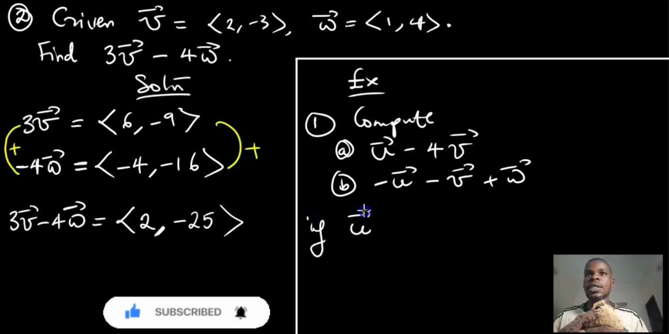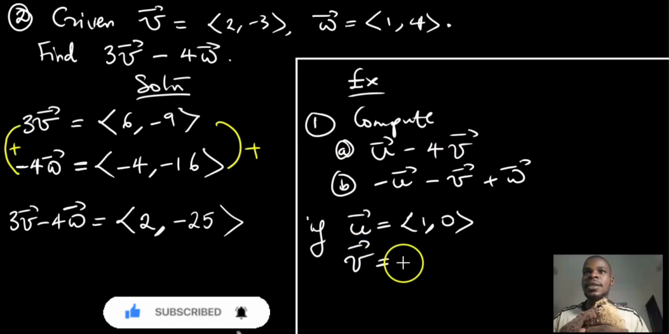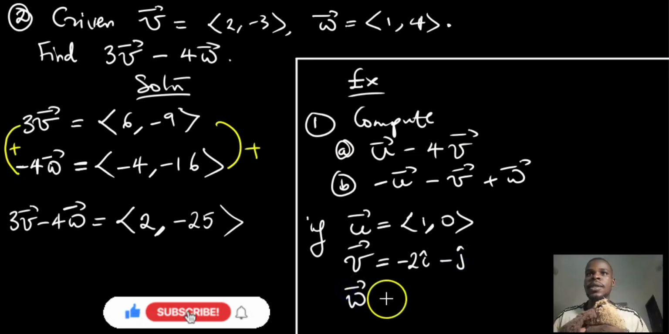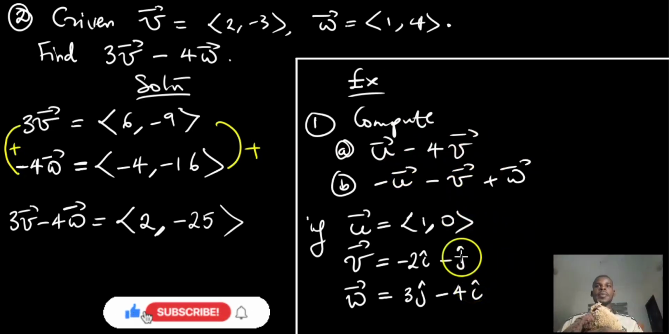Let's just make it in 2D. If u is given by 1, 0, that's the same thing as the unit vector pointing in the i direction. And then v is given as negative 2i minus j, and w is given by, let's say, 3j minus 4i. Good. So you want to compute a and b, right? That's your work. You could put the solution or your answers in the comment section.